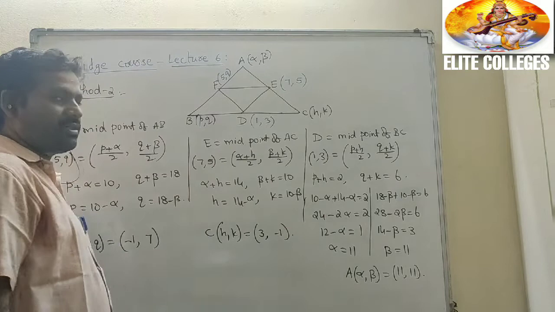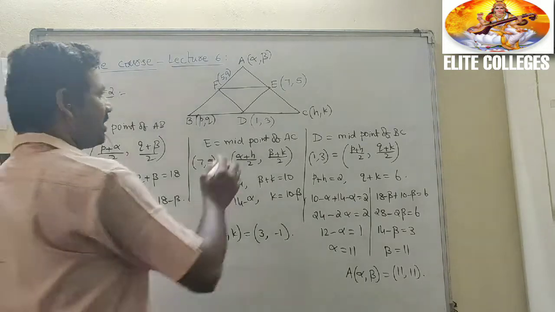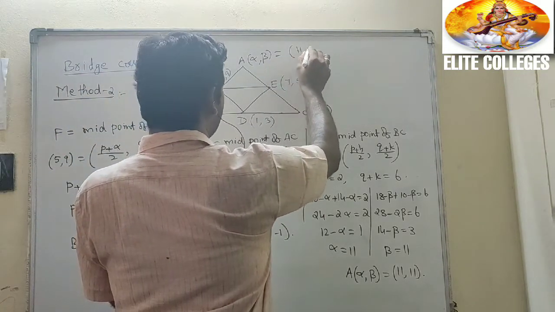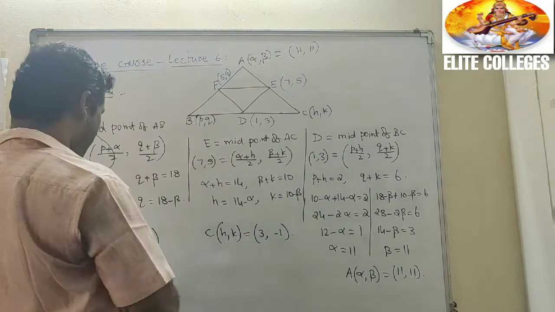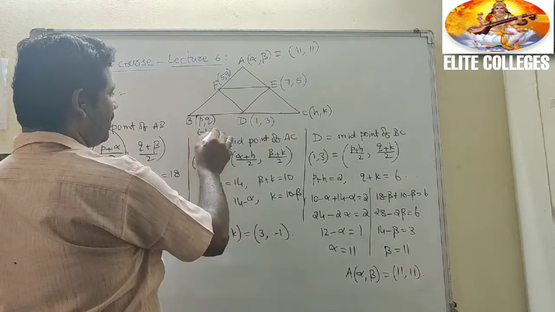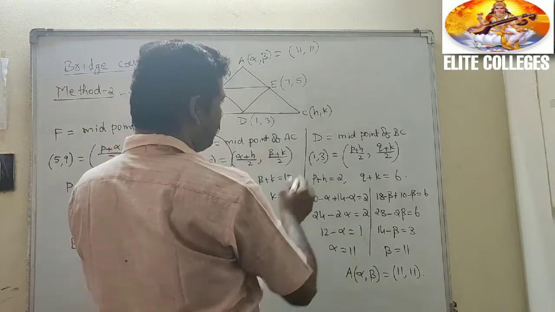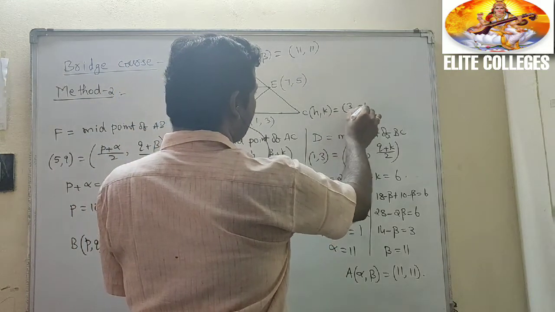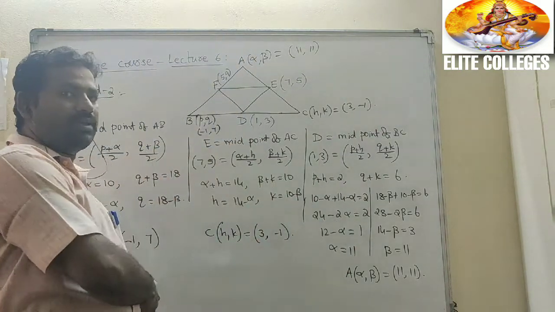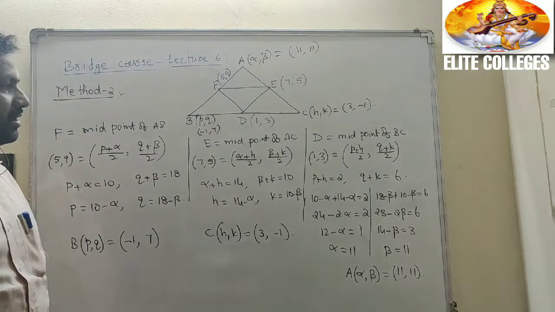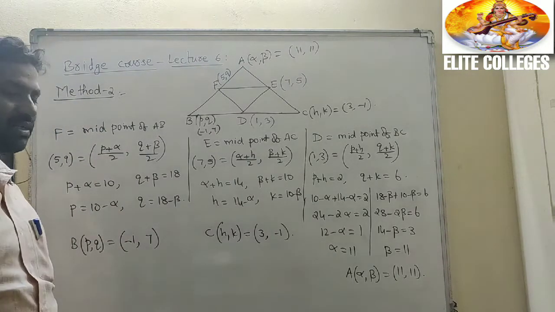So that is the points A, B, C. 11 comma 11. And what is the B point? P comma Q, minus 1 comma 7. And what is the C point? 3 comma minus 1. So this is the method 2. We can solve the same problem by this method also.